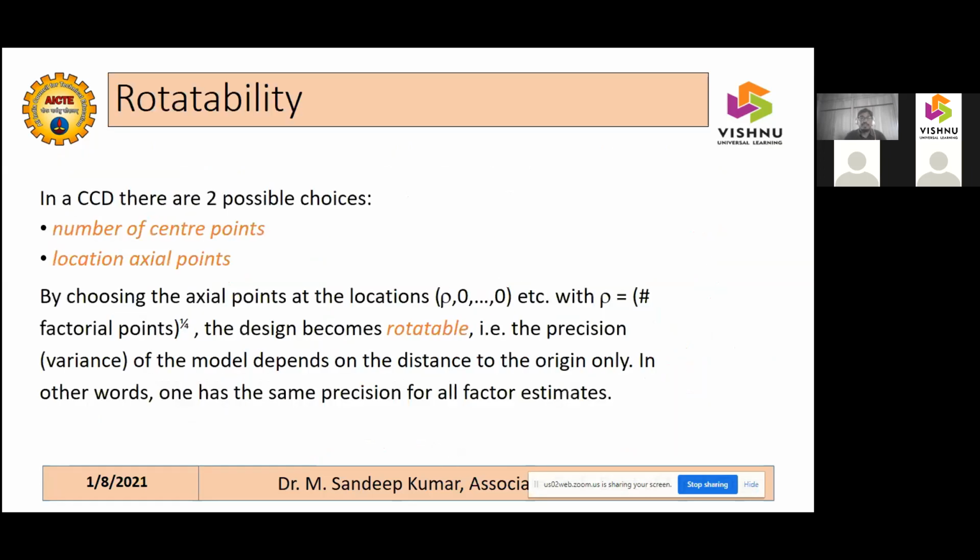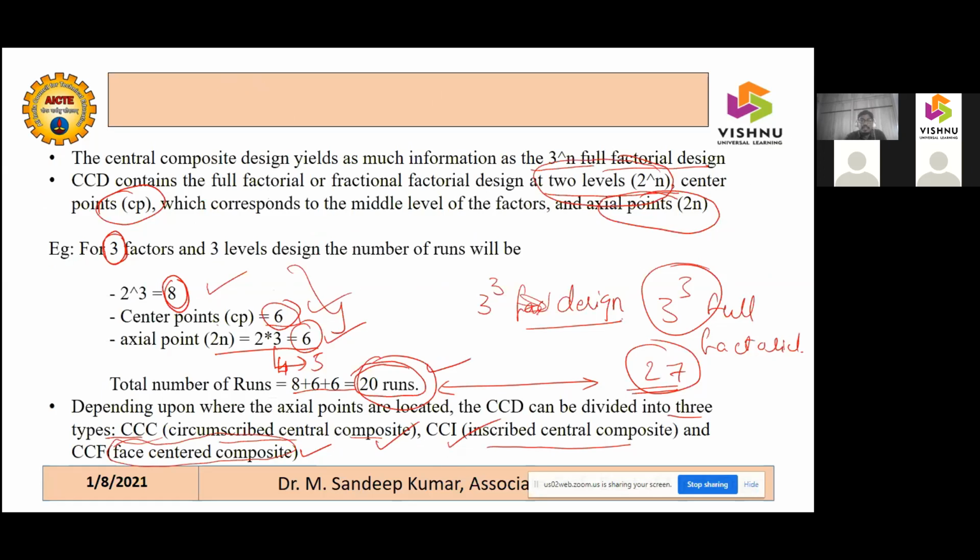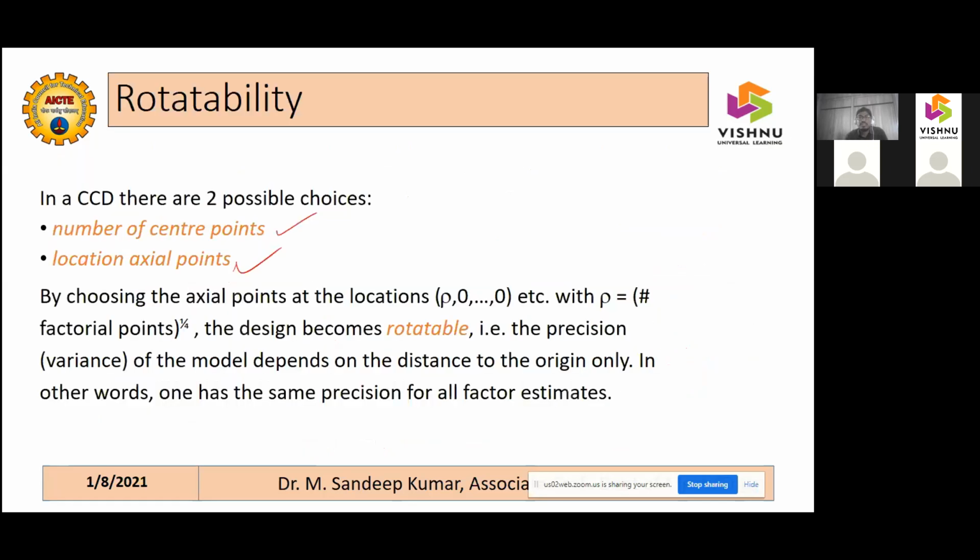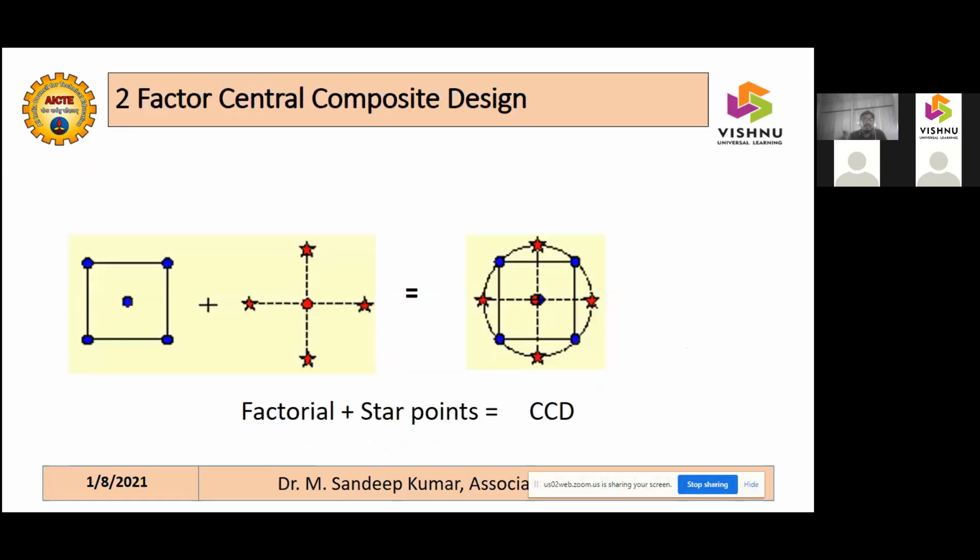So in CCD, there are 2 possible choices: the number of center points and the location of the axial points. As I told you, I can go on increasing the center points, or the axial points also, if I want to do an intensive search.